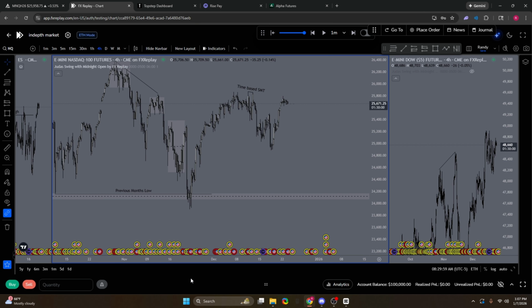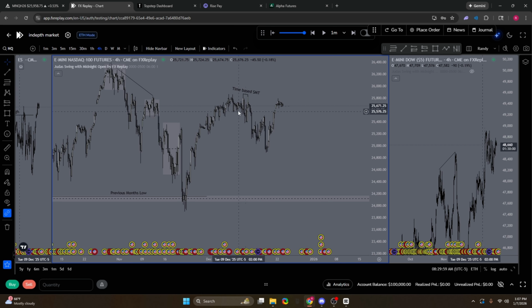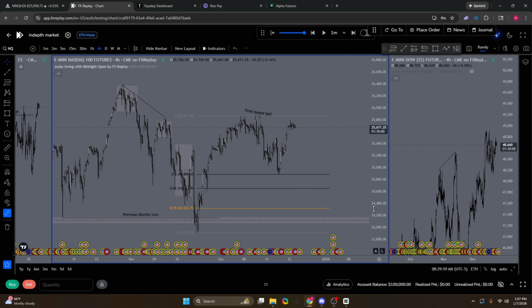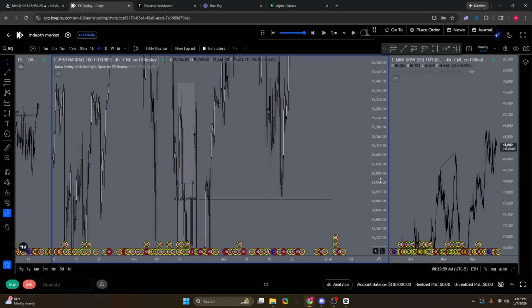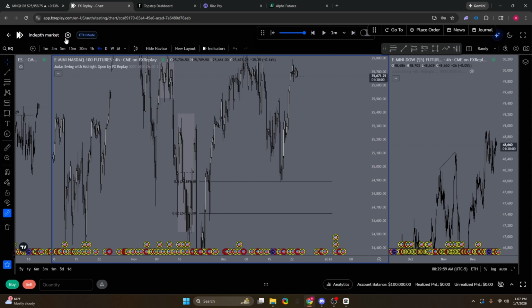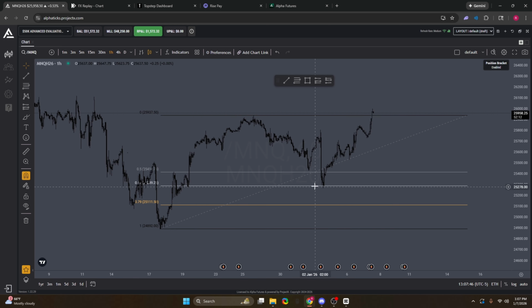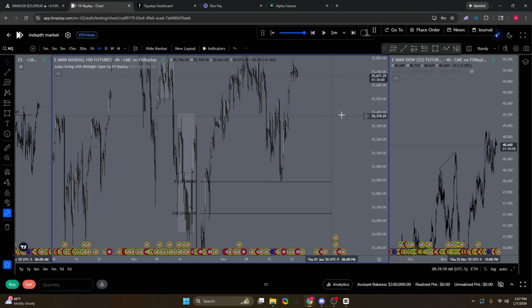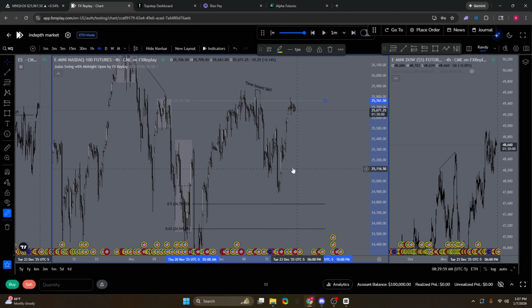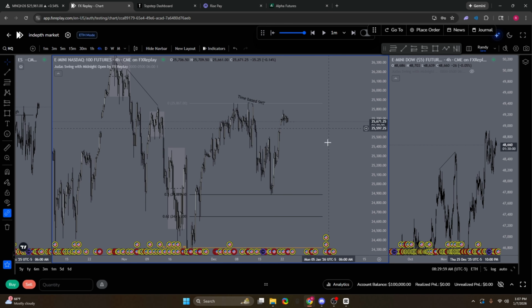Now, like I just explained, every PO3 has AMD. So when December opened up around right here, we started accumulating, and then now we need to manipulate. So where we manipulated to was this 0.5 of this range. As you can see, we manipulated to the tick, and on M&Q it's a little bit different. It was 0.62. So now that we manipulated, we can start distributing.